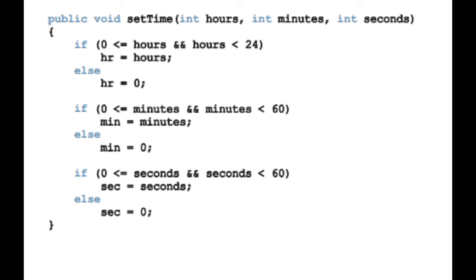Note that the definition of the method setTime checks for valid values of hours, minutes, and seconds. If any of these values is out of range, the corresponding instance variable is initialized to 0. Now let's look at how the method setTime works. The method setTime is a void method and has three parameters. Therefore, a call to this method is a standalone statement. We must use these parameters in a call to this method.